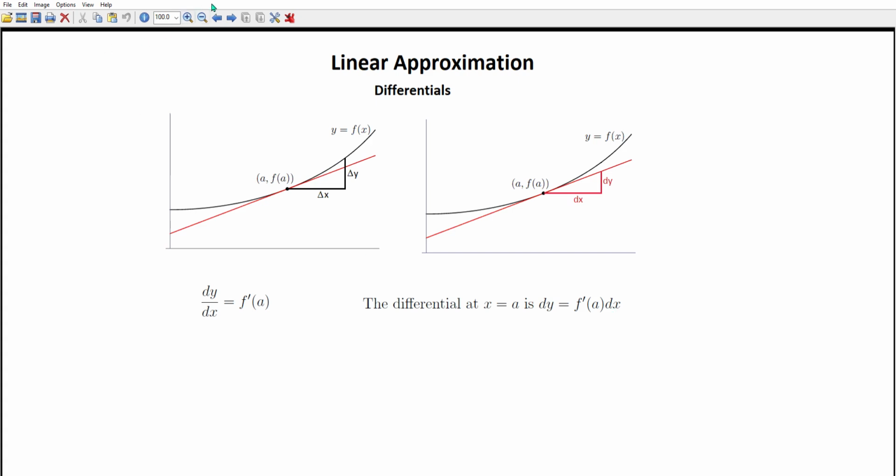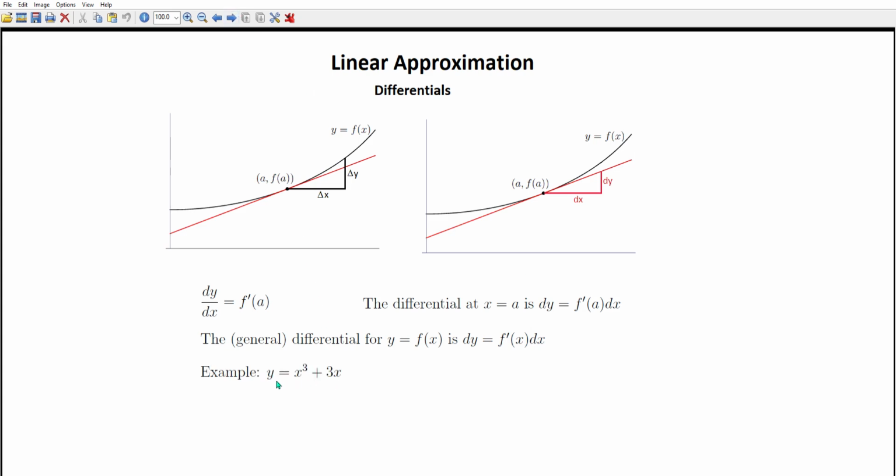and that is the differential of f of x at x equals a. The general differential is what we would get if we didn't actually specify the point of tangency. So that's just dy equals f prime of x dx. You take this expression, substitute in x equals a, and you get the differential at a.